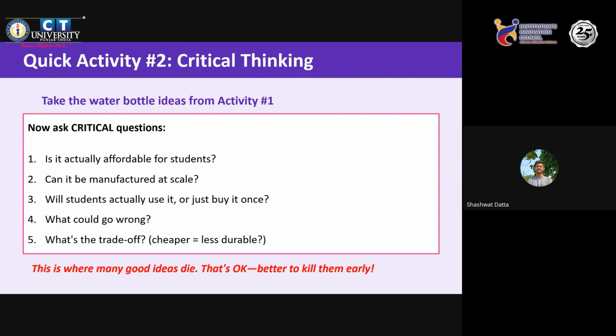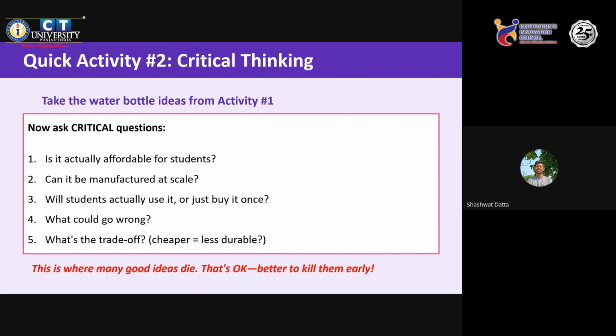Can it be manufactured at scale? Does it need special materials? Like, where do you find the sources? Can you build it cheaply? You need to question, you need to come up with as many questions as possible. And will the students actually use it? In this critical thinking approach, one has to ask these difficult questions.